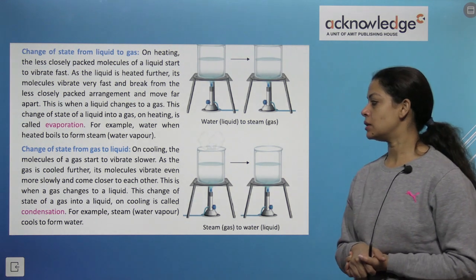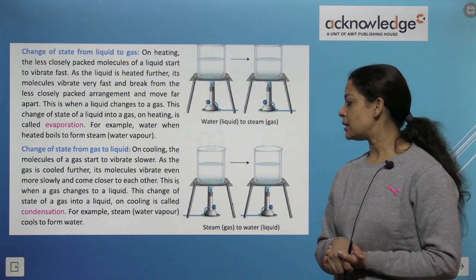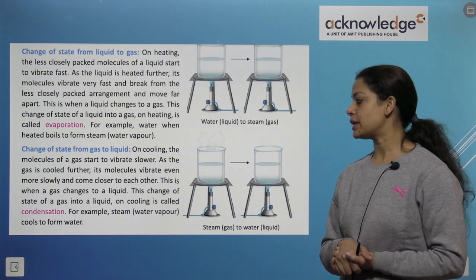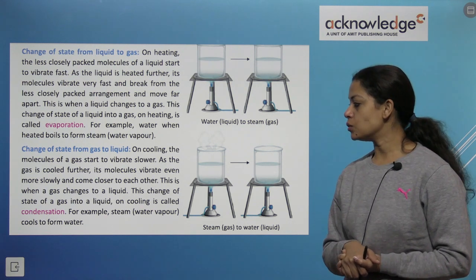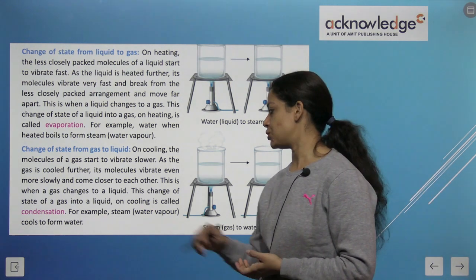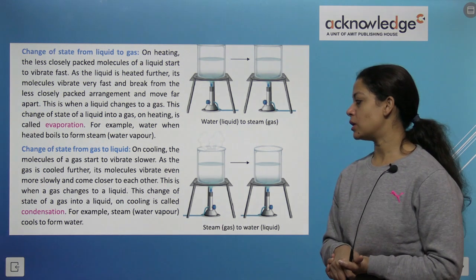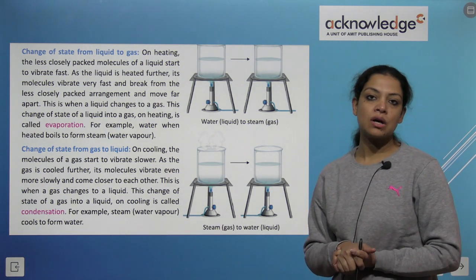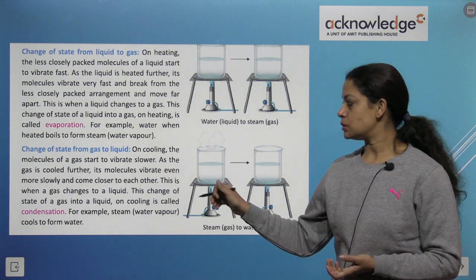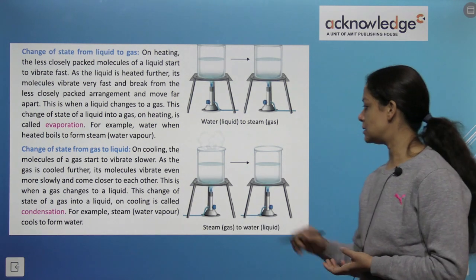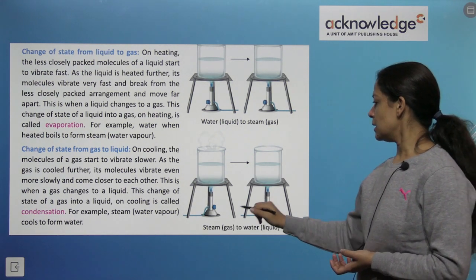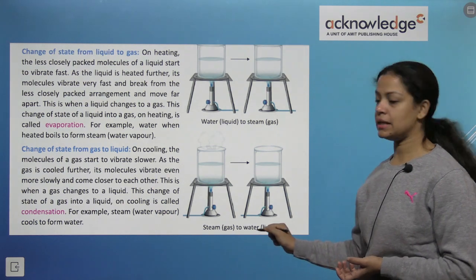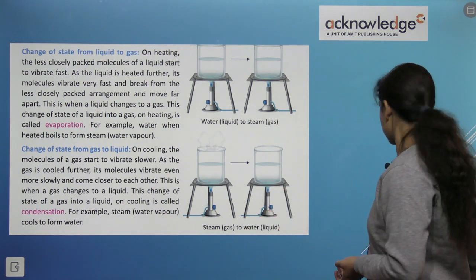This is when a gas changes to a liquid, and this change of state of gas into a liquid on cooling is called condensation. So, example, steam, that is water vapor, cools down to form water. So, that process is called condensation. Correct? So, here you can see steam, when it cools down, again gives out water.